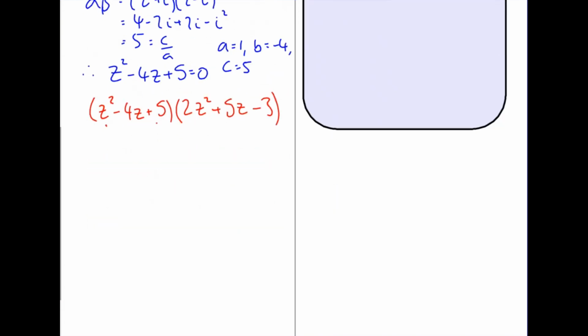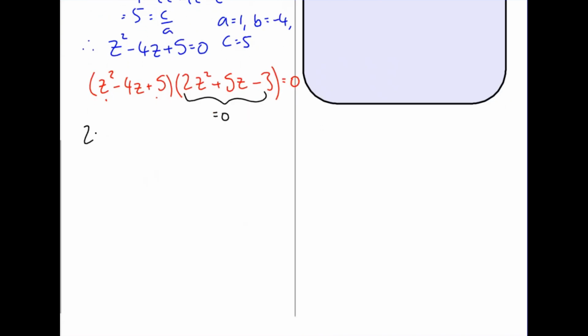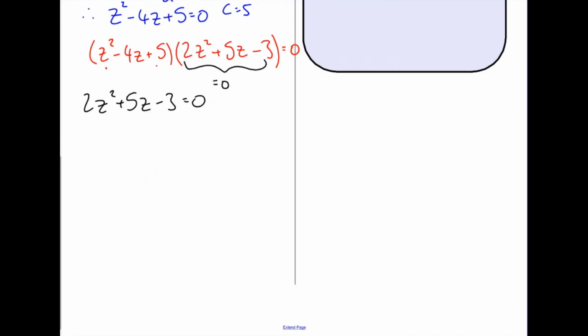Once we've got this other quadratic, we just need to solve this equal to 0 as well, and then that will give us our remaining 2 roots. 2z squared plus 5z minus 3 equals 0. You can solve it on the calculator. You can use quadratic formula, you complete the square, anything is fine in this case.